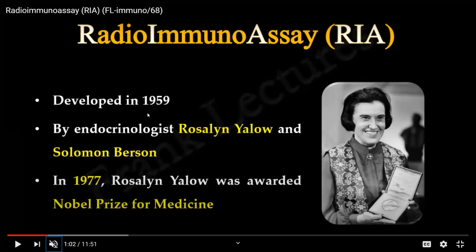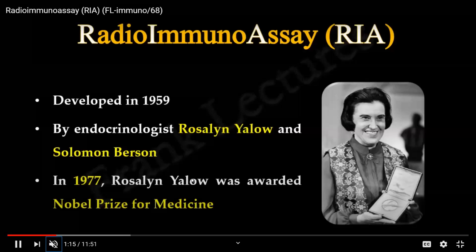Now this is a history of this particular technique. It was developed in the year 1959 by two endocrinologists, Rosalyn Yalow and Solomon Berson. Then in the year 1977, Rosalyn Yalow was awarded the Nobel Prize for Medicine. Solomon Berson also had a share of that Nobel Prize, but because of his untimely death, he could not receive it. He was already dead, so it was only Rosalyn Yalow who was awarded this Nobel Prize for Medicine.